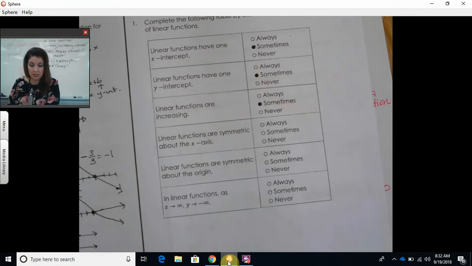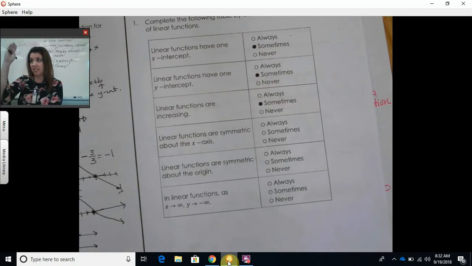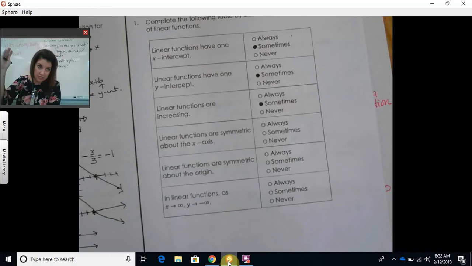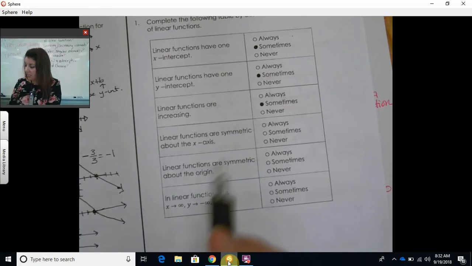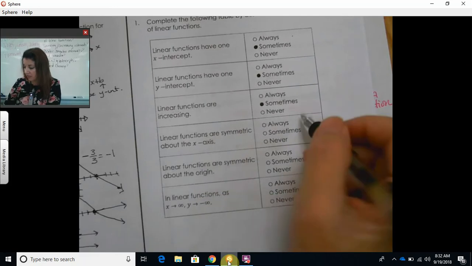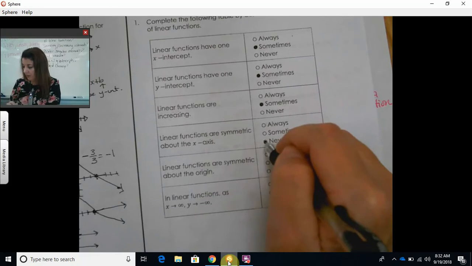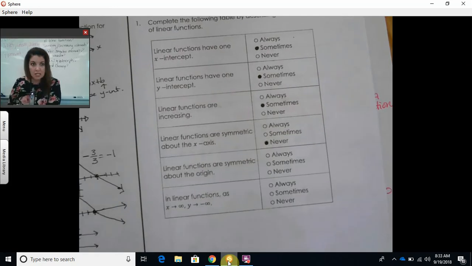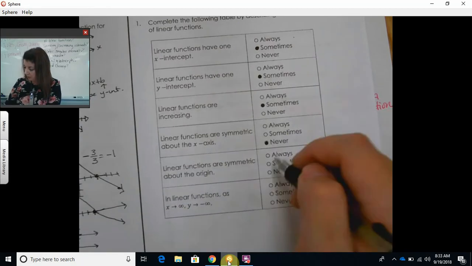Linear functions are symmetric about the x-axis. Never. If it's symmetric about the x-axis, it's not a function, right? Because that means it's a vertical line, and a vertical line is a line, but it's not a function. So this said linear functions are symmetric about the x-axis. Nope. That's a never. Linear functions are symmetric about the origin. Sometimes.